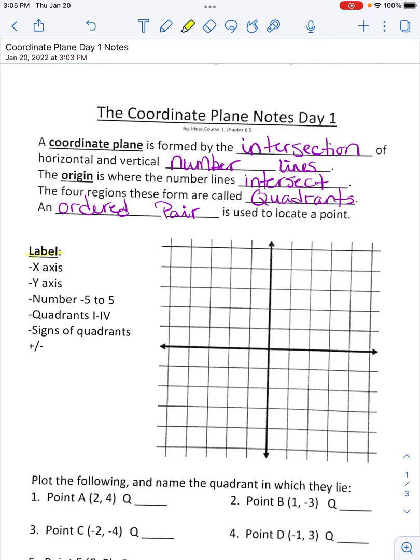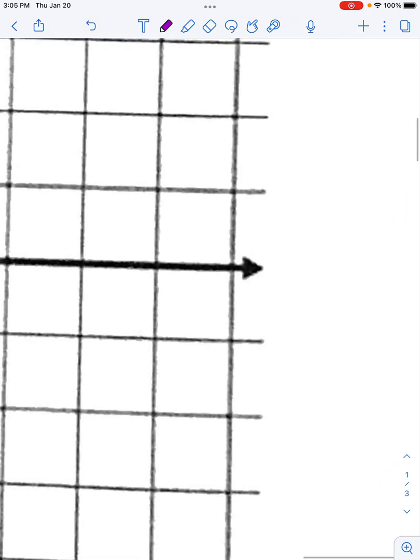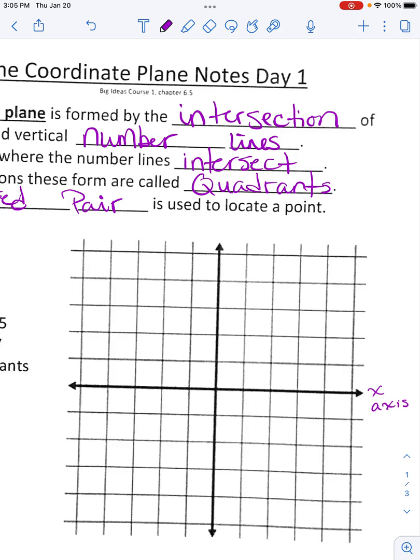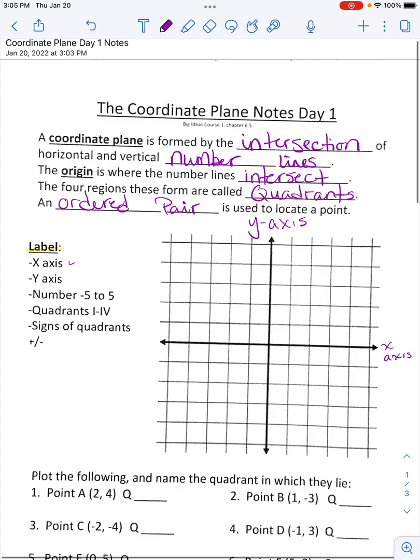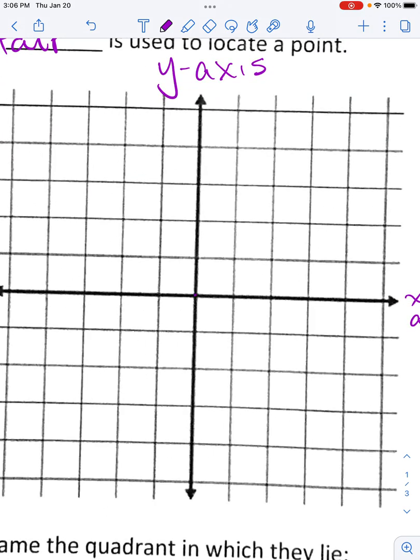Okay, we're going to label some things on every single coordinate plane, if they're not already labeled for us. So first we're going to label the x-axis. The axis that runs horizontal or left to right, that is called our x-axis. The line that runs vertical up and down is called our y-axis. Numbers -5 to +5. We talked about origin. That's right where the two lines intersect. That's right here smack dab in the middle.